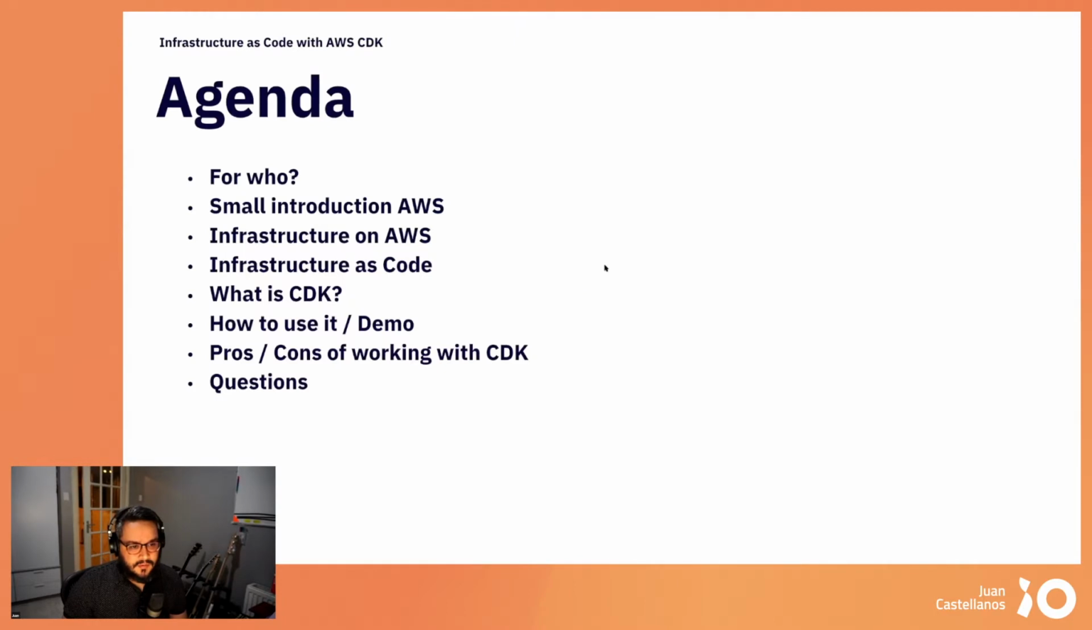So let me give you an idea of how I structured this talk. I'm going to talk about who this talk is for. I'm going to give a small introduction on AWS. I'm going to talk about infrastructure on AWS. Then I'm going to introduce infrastructure as code. Then I'll introduce also CDK. And to showcase all of this, I'm going to do a demo. And then after the demo, I'm going to talk about the pros and cons of working with it. And I think at the last bit, we'll have some room for questions.